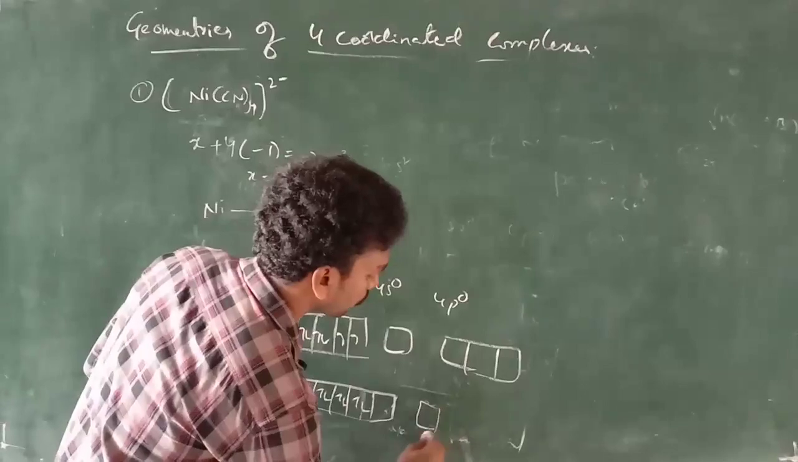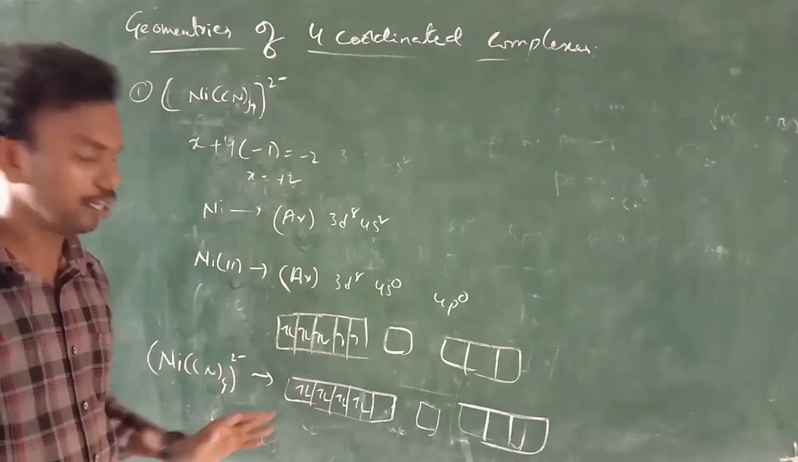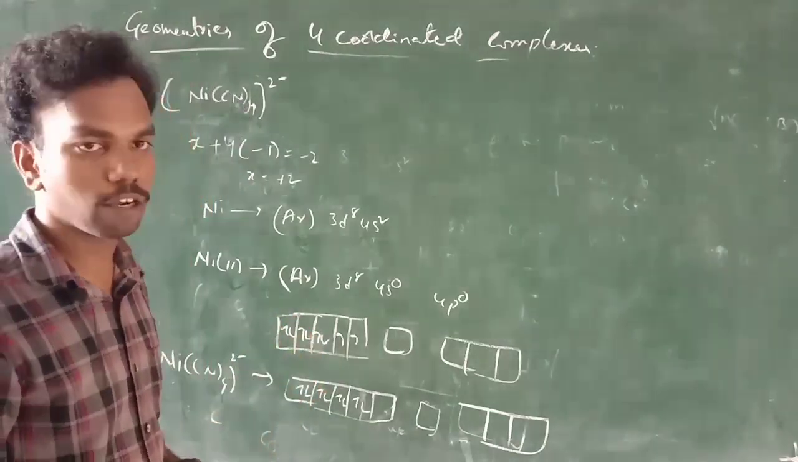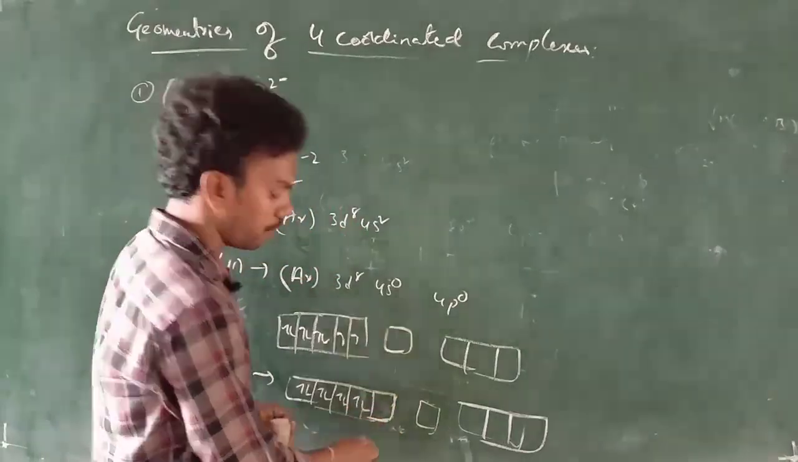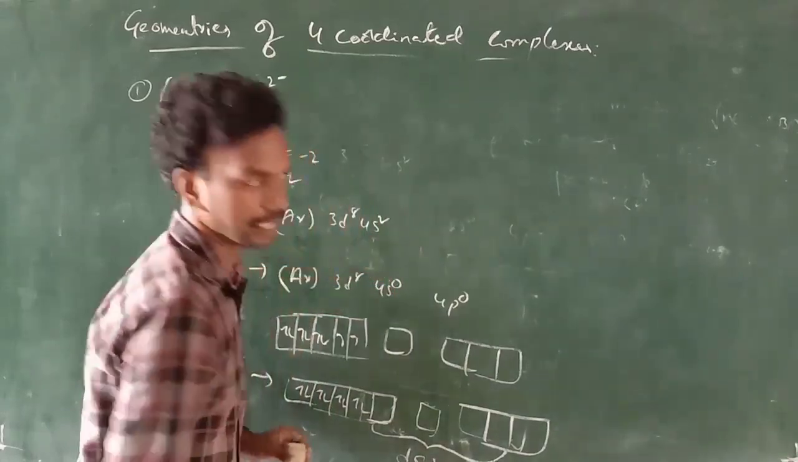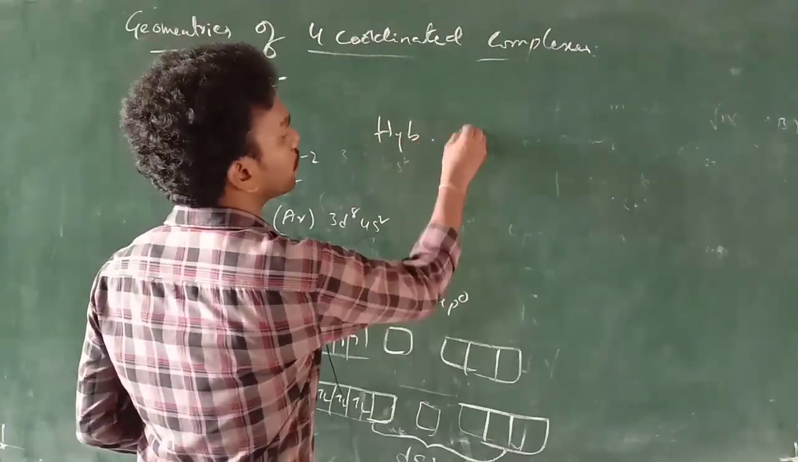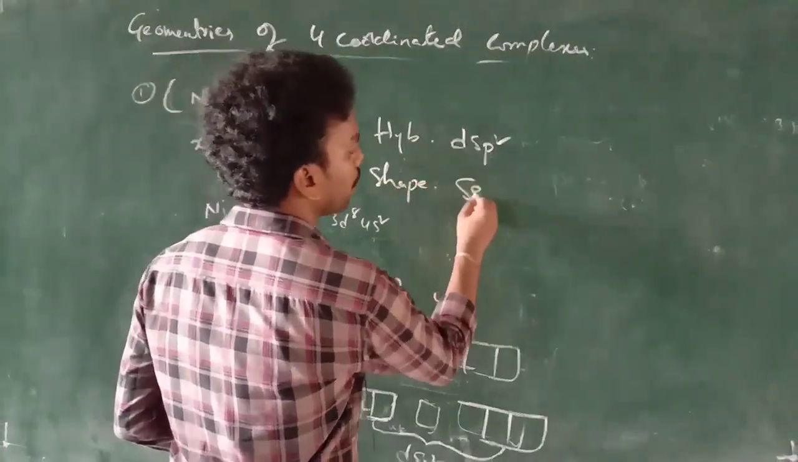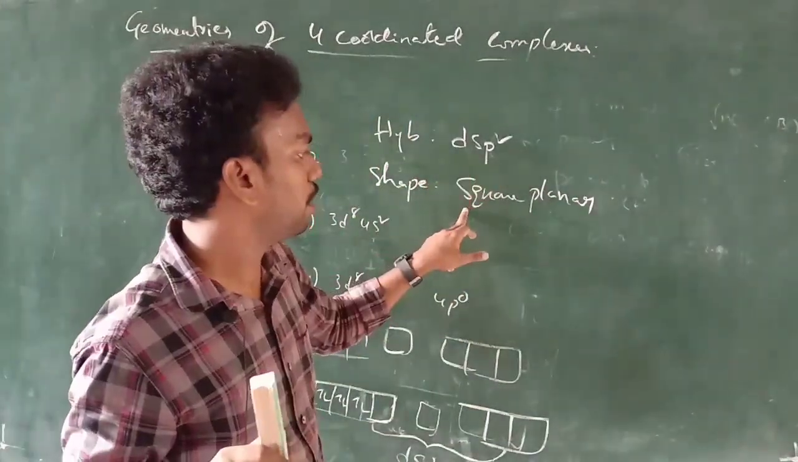So now, what are the 4 vacant orbitals? Here we have 4 cyanide ligands, and each donates 1 lone pair of electrons. Nickel needs 4 vacant orbitals. Let us count from this orbital, the d x square minus y square orbital, and 1 d orbital, 1 s orbital and 2 p orbitals. So this is dsp2 hybridization, and because the hybridization is dsp2, the shape is square planar geometry.